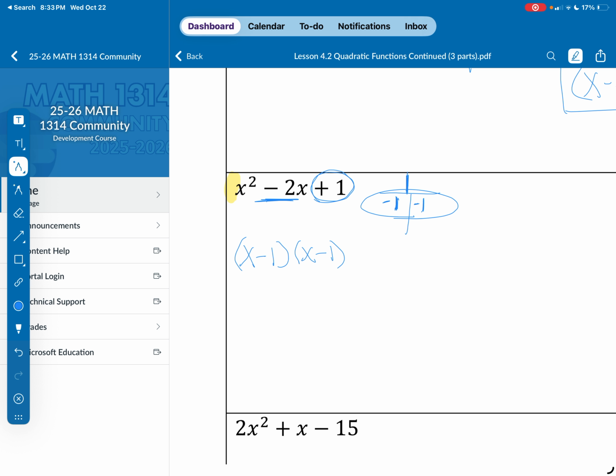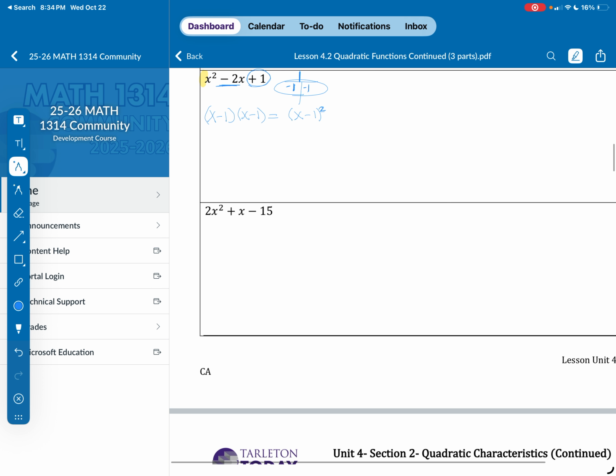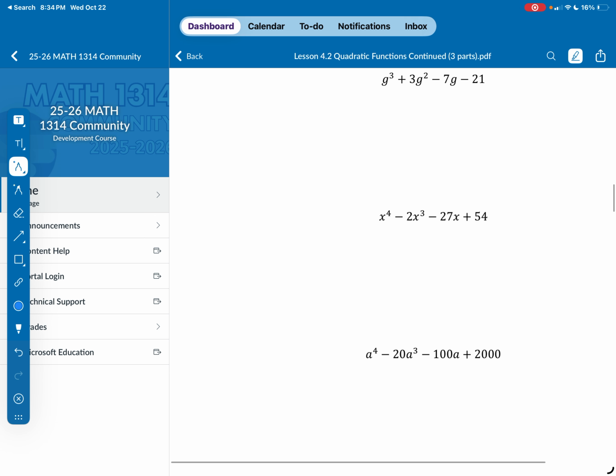Now, I will actually tell you, she doesn't go the next step that I'm going to right now. She will eventually. But remember that this is the same thing as writing x minus 1 squared. I remind myself. Okay, I got to that point.